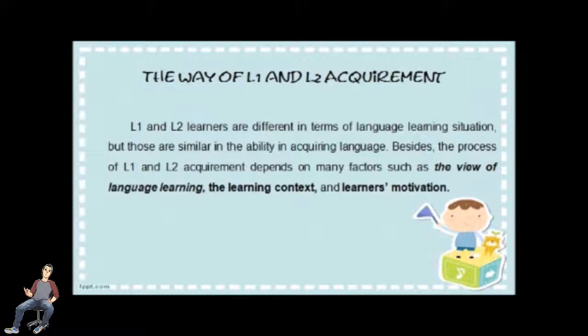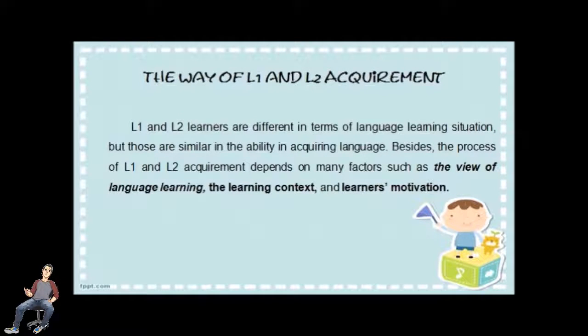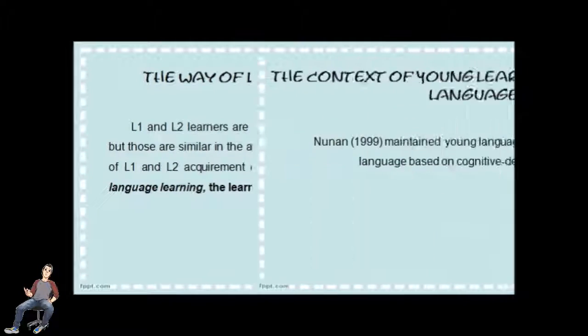Okay, the way of L1 and L2 acquisition. L1 and L2 learners are different in terms of language learning situation, but they are similar in the ability to acquire language. Besides, the process of L1 and L2 acquisition depends on many factors such as the view of language learning, the learning context, and learners' motivation.